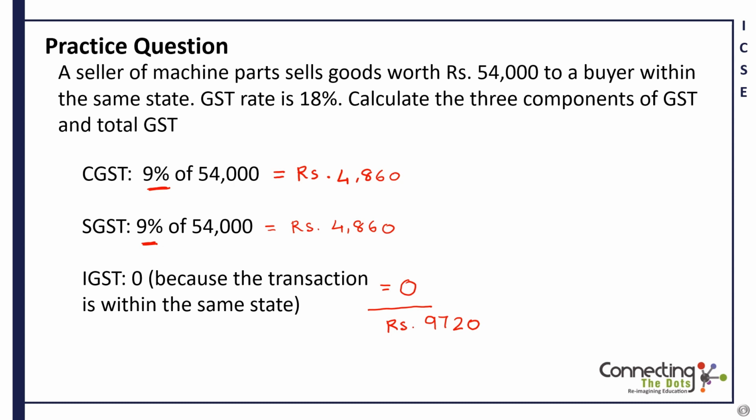Now, how do you calculate the total bill that has to be paid in this transaction? So the total bill in this transaction, the total amount to be paid, or the total bill including GST, simply becomes the selling price, which is 54,000, plus the tax component 9,720. So if you add these two, you get the total bill amount.